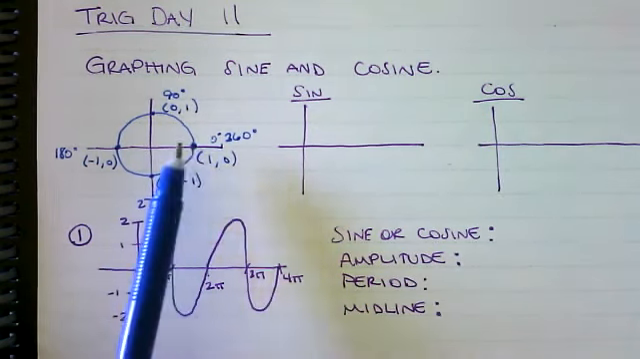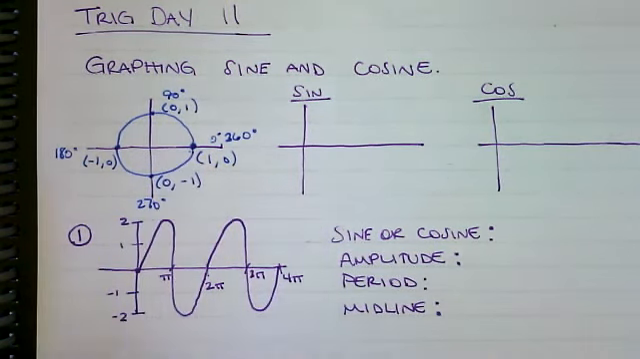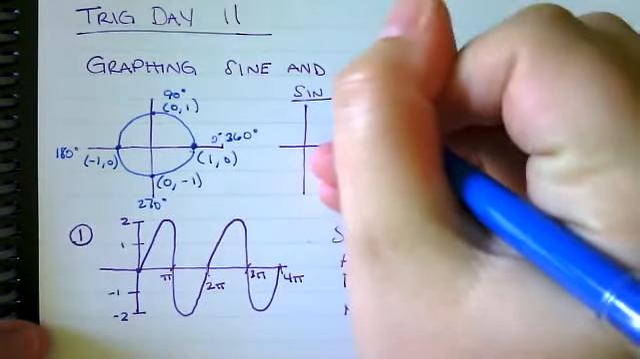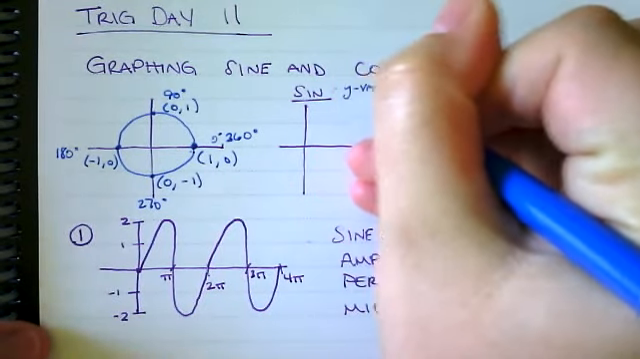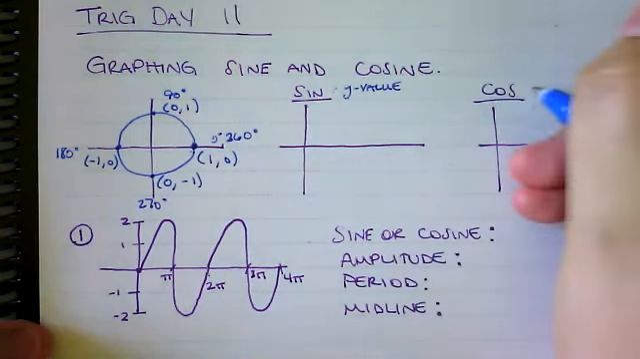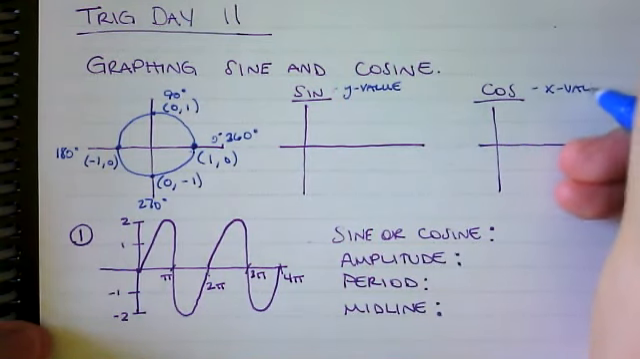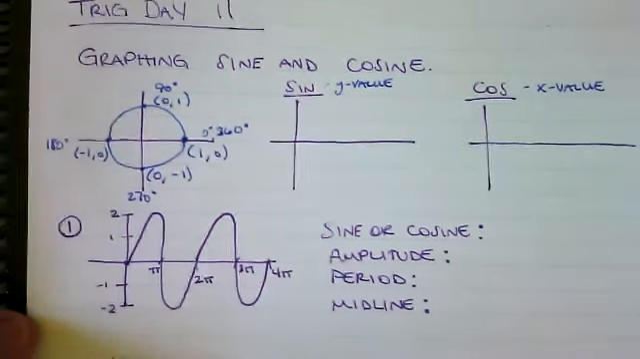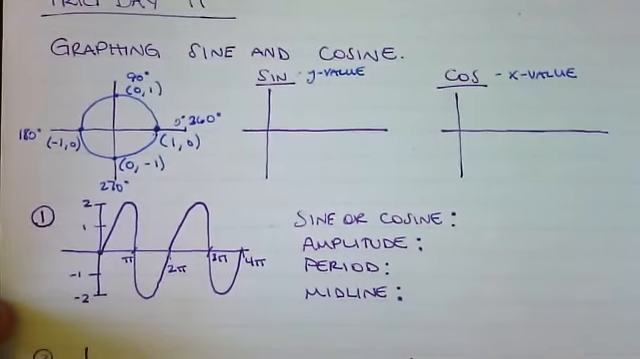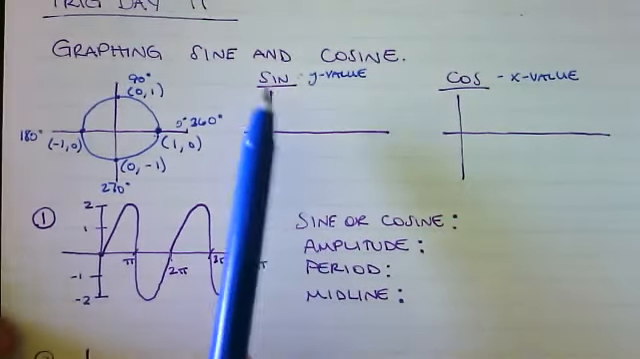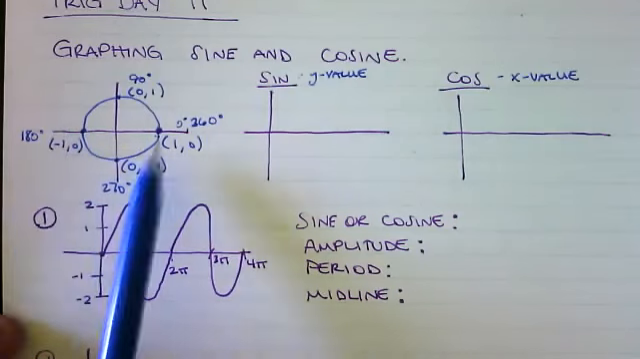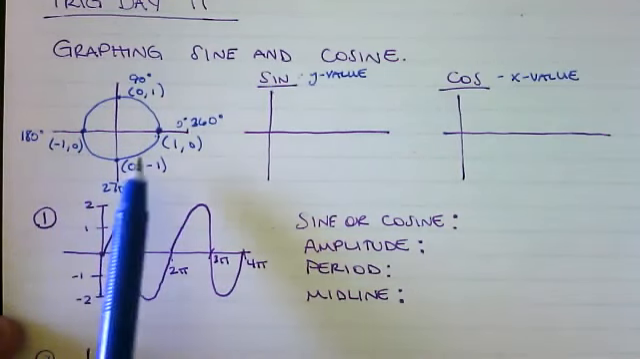So it's 1, 0 because my x value is 1, my y value is 0. So if we remember, sine is our y value, and then cosine is our x value. Okay, so for sine, we're looking at these y values. So the way that we graph is we take our points from the unit circle here.